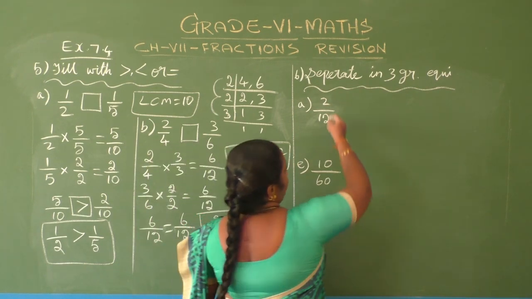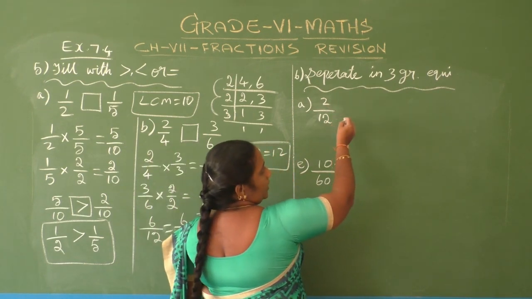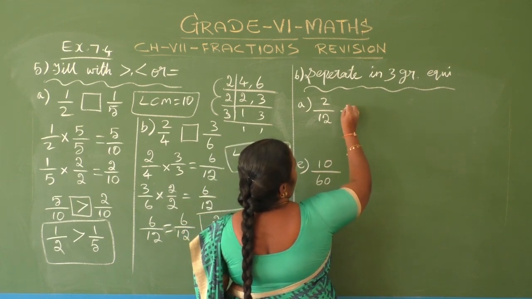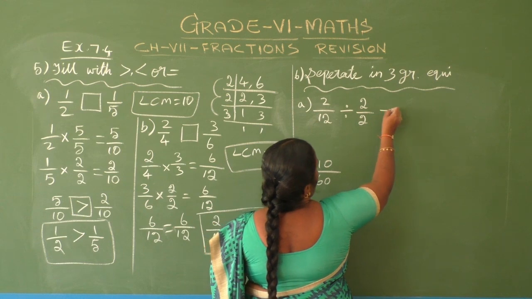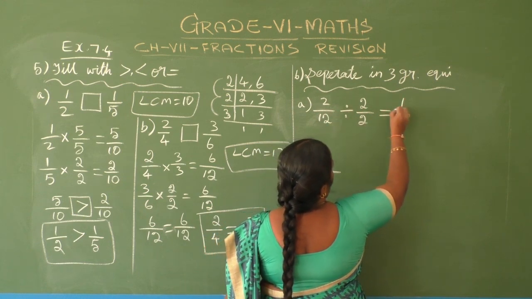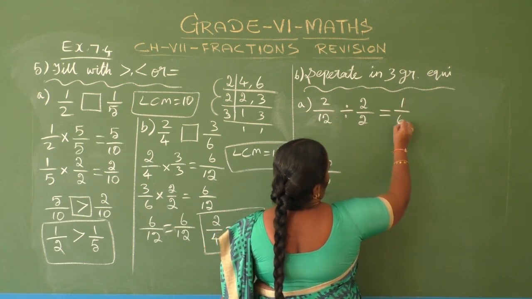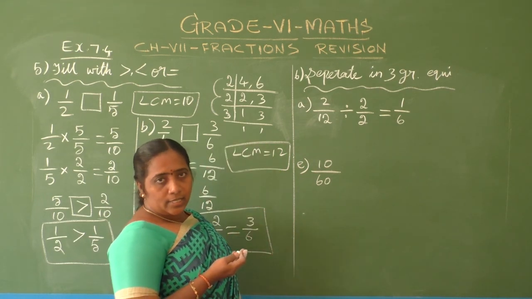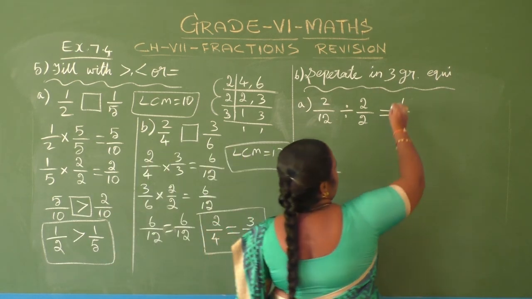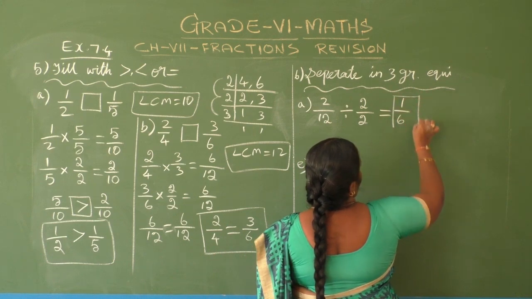Okay, right. See, 2 by 12, both sides are even numbers. So I am going to take the 2 table, 2 by 2. How many times will it come? 1 twos are 1, 6 twos are 12. So 1 by 6. Hereafter I cannot reduce it. Is it or not? So 1 by 6 is the final answer.